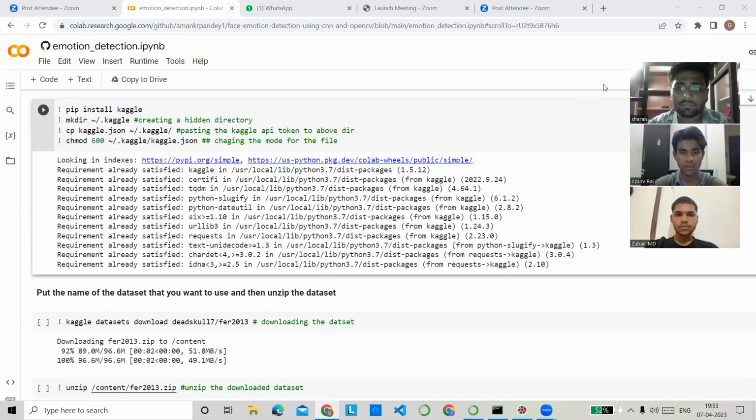Me and my teammates, Apurv, Gaurav, and me, Zubair, are here for J component review. The J component title is Human Emotion Detection using OpenCV. I'll give the introduction about this project we are doing.